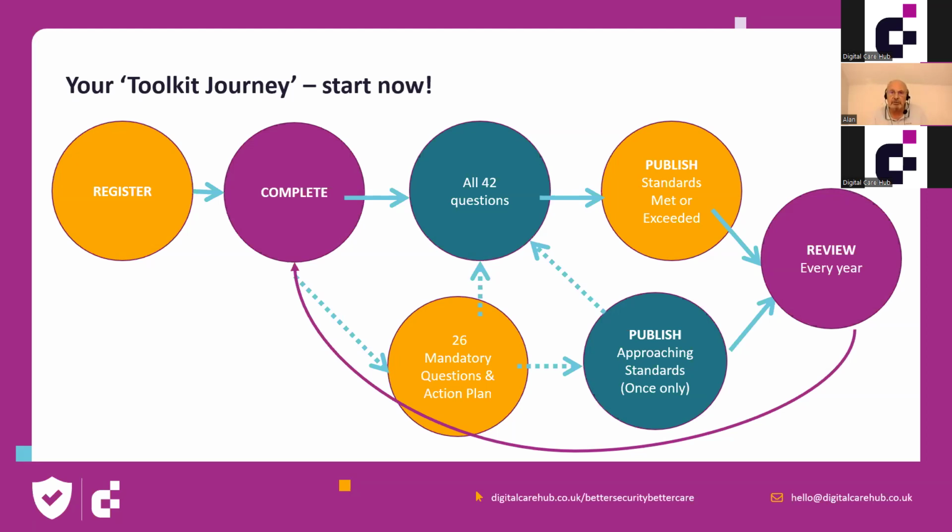However, you can only publish at approaching standards once. And as things change all the time, staff, systems, organizations, etc., you need to be ensuring that your DSPT reflects how you currently operate. So it is a good idea to revisit the DSPT as and when anything changes, not necessarily just waiting until the annual review date. And we'll cover all of this in more detail as we work through, but please remember that there is a lot of support out there, as we can see in the next slide.